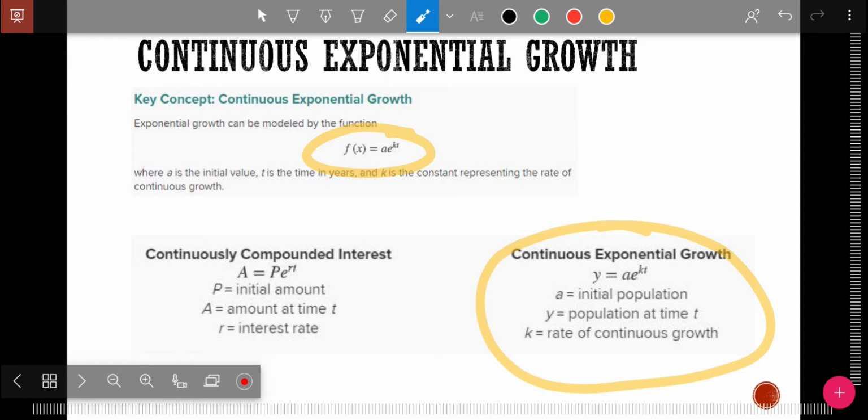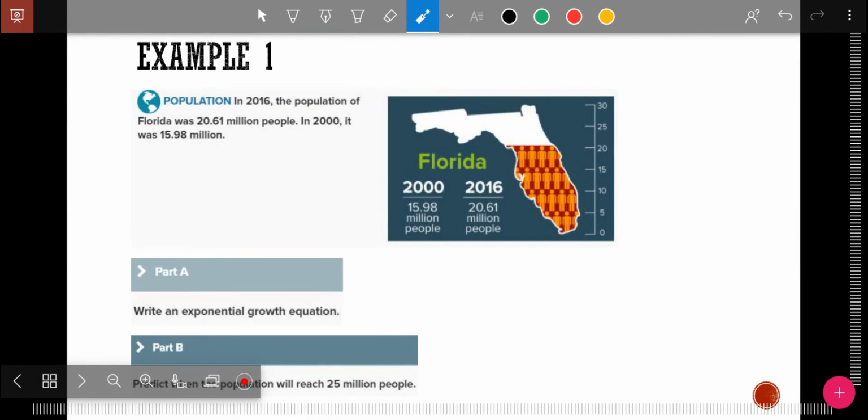The big difference between this lesson and what we've done in previous lessons is that they are not going to provide you the rate to start out. So questions end up getting a little bit long, but we're not going to do very many of them. Let's look at two examples.